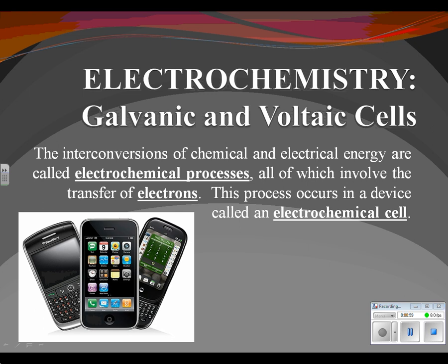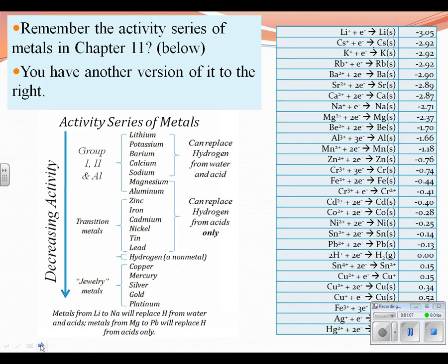So we have a blast from our past now, and you might remember the activity series of metals that we had when we did single replacement reactions. The activity series of metals said that group 1 and 2 and Al would be able to replace hydrogen from water and from any acid. They were the most reactive. Then we had the transition elements, including magnesium and aluminum, which can replace hydrogen from acids only. So that was important to realize.